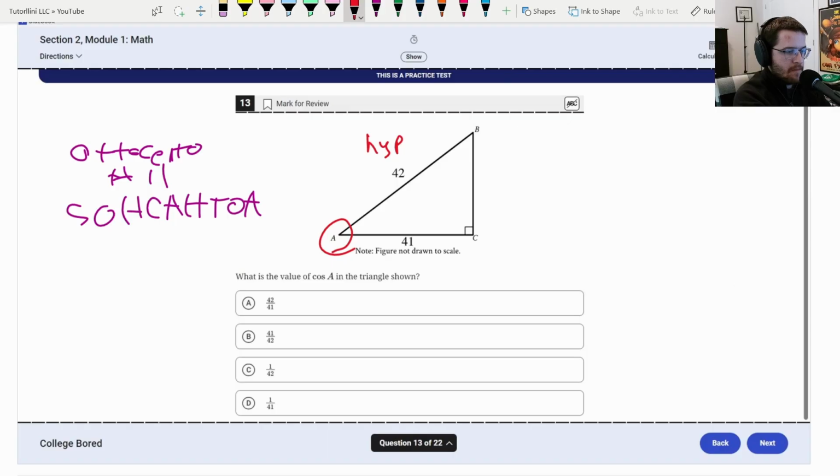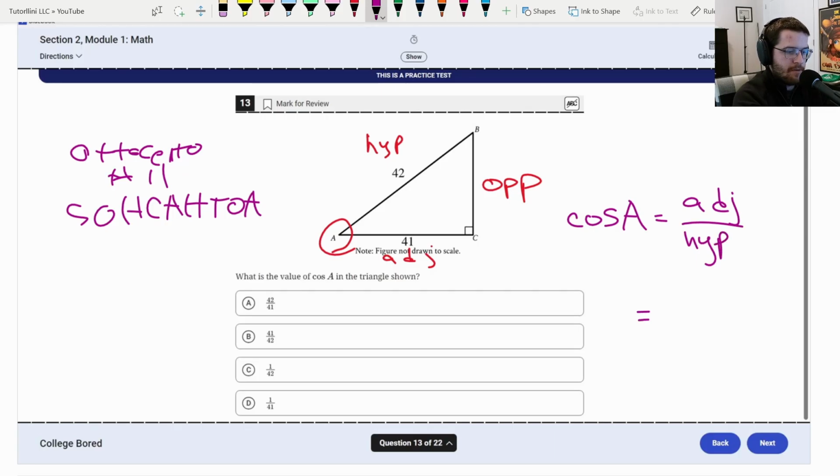The opposite is across from the angle of interest, and the adjacent is your third side. So now SOHCAHTOA, C-A-H, so cosine is going to be equal to adjacent over hypotenuse. So I can see that the adjacent is 41 and the hypotenuse is 42. And that gives me answer choice B. Great, let's keep going.